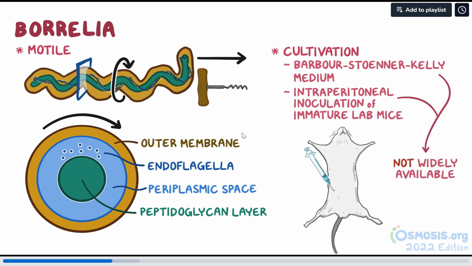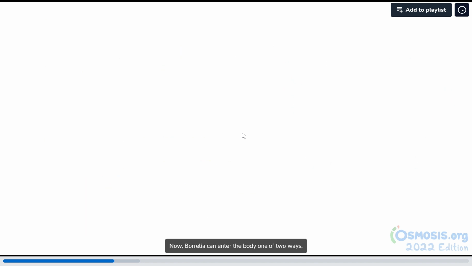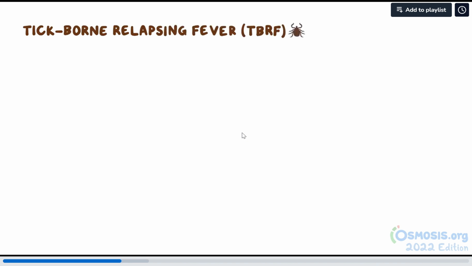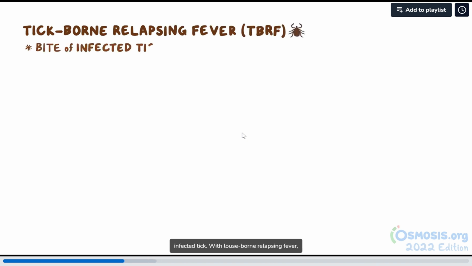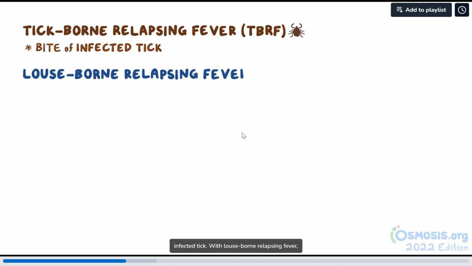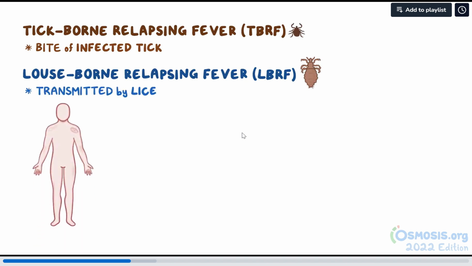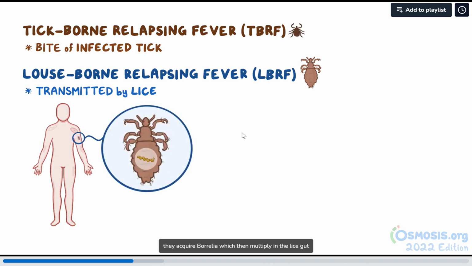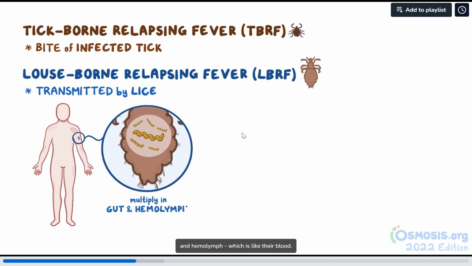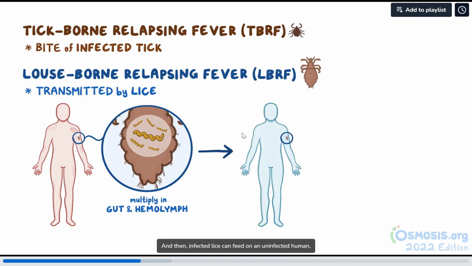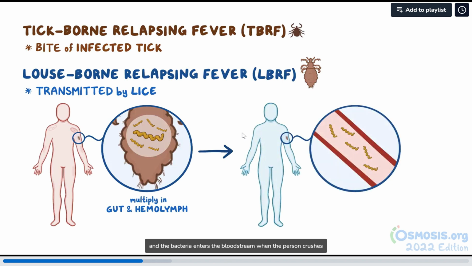are not widely available. Now, Borrelia can enter the body in one of two ways, depending on the type of relapsing fever. So in tick-borne relapsing fever, or TBRF, the bacteria enters the bloodstream through the bite of an infected tick. With louse-borne relapsing fever, or LBRF, the bacteria is transmitted by lice. When lice feed on infected humans, they acquire Borrelia, which then multiply in the lice gut and hemolymph, which is like their blood. And then, infected lice can feed on an uninfected human, and the bacteria enters the bloodstream when the person crushes the louse or scratches the area where the louse is feeding.